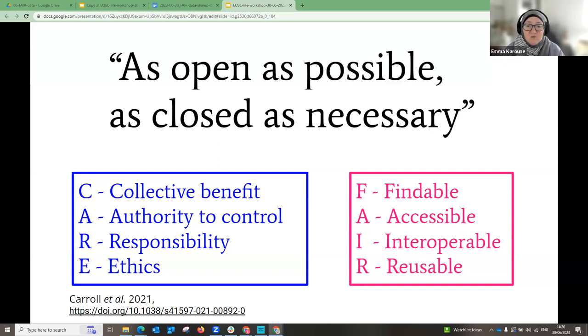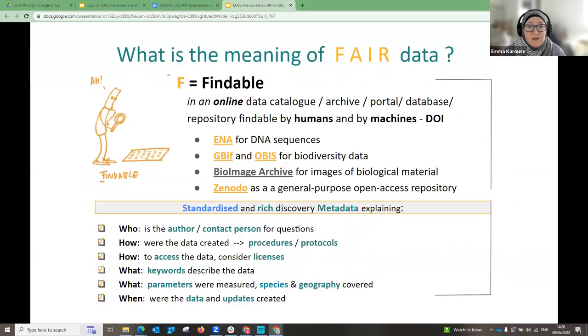We can actually put our data there in a restricted way, and we can use the FAIR principles to make that data very understandable and have very clear processes that you can use to apply for use of that data. So I'm going to go into just explaining in more detail about the different parts of the FAIR data principles. And first of all is findable, because it's the first letter.